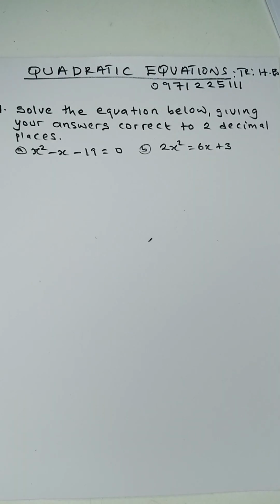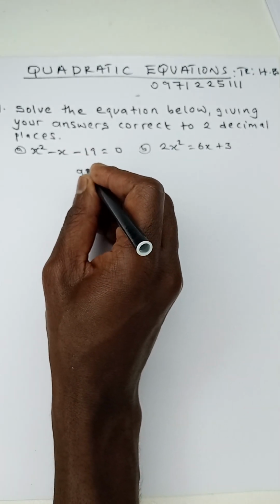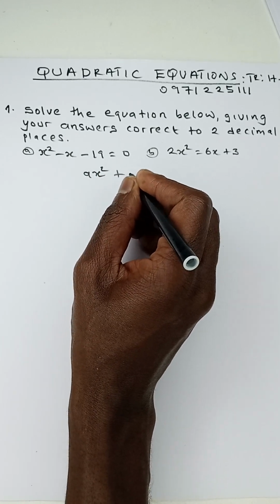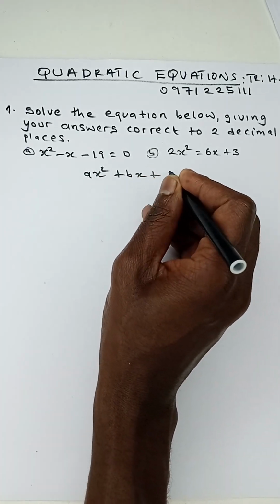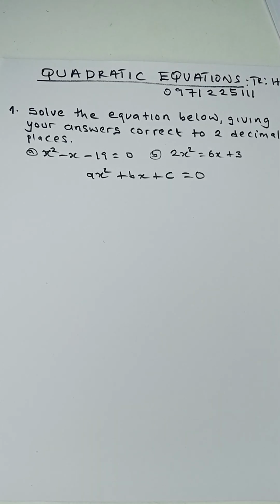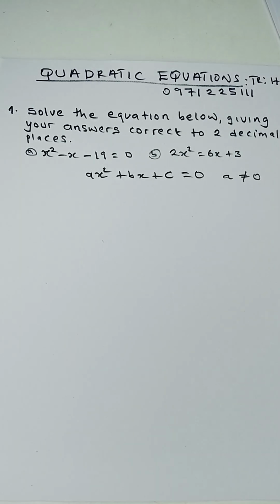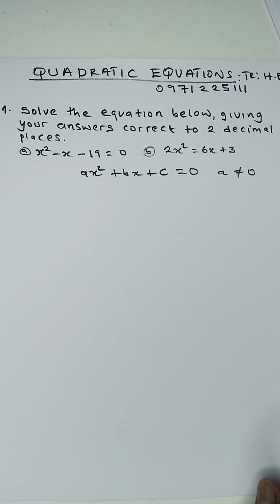Before you can start providing the solution, you need to know the definition of a quadratic equation. A quadratic equation is an equation that can be written in the form ax squared plus bx plus c is equal to 0, where a, b, and c are constants, but the value for a should not be equal to 0. The value for a should never be equal to 0 when we are dealing with a quadratic equation.